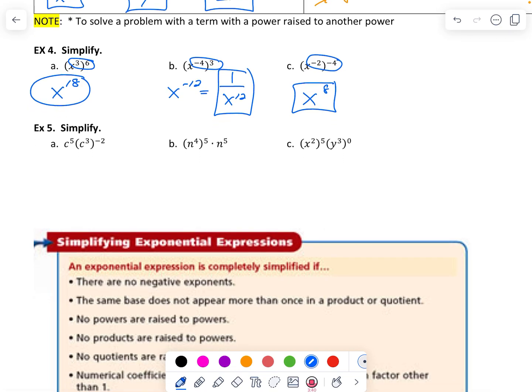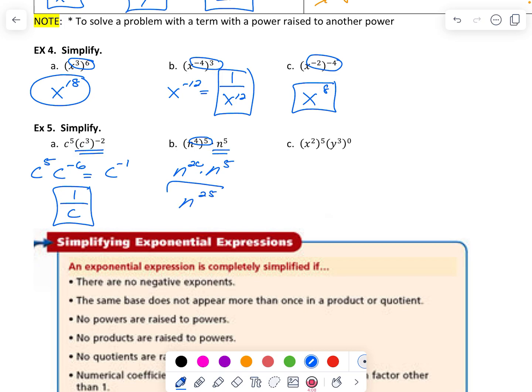This one, ooh, this is two things. So we're going to write that first part first, but simplify that. So that's going to be c to the negative 6th. Now when we add the exponents, we get c to the negative 1, which is 1 over c. That's it. Simplifying this part, that's going to be n to the 20th times n to the 5th times that. And so n to the 25th is our final answer.